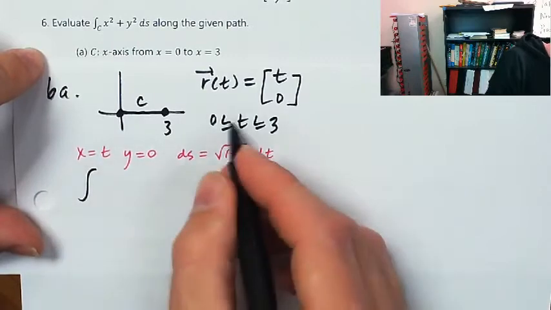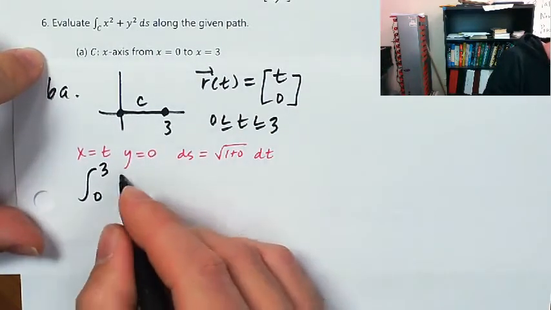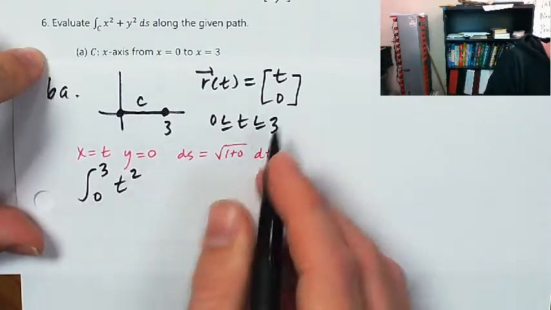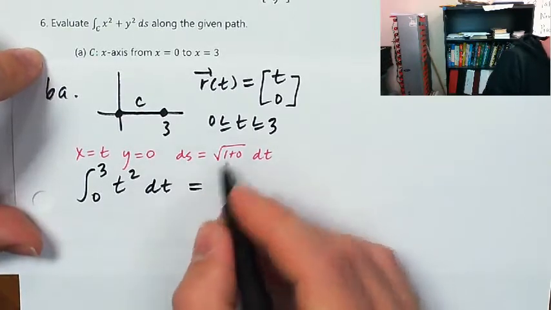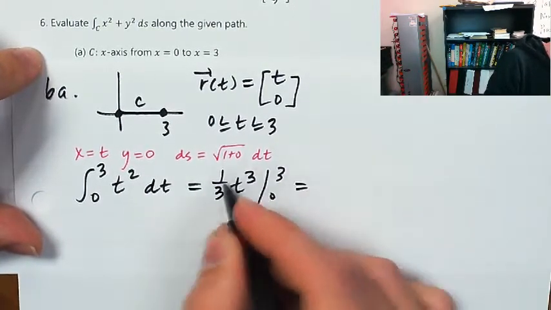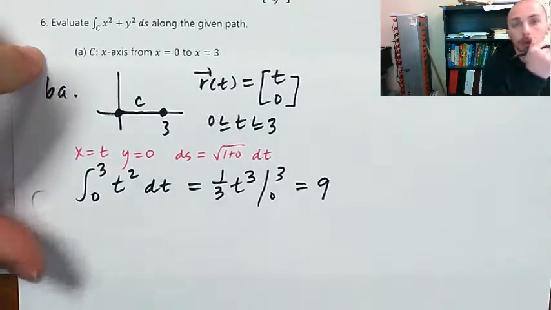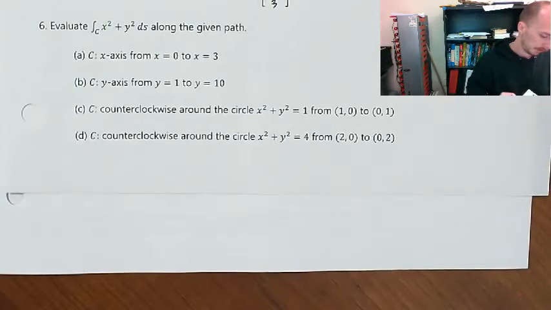So that's going to become the integral from 0 to 3. x squared plus y squared is t squared plus 0 squared. ds is dt. So that's 1/3 t to the third. This t runs from 0 to 3, and that's going to be 9, right? Because it's a third of 27 minus a third of 0. Okay, that was easy enough.